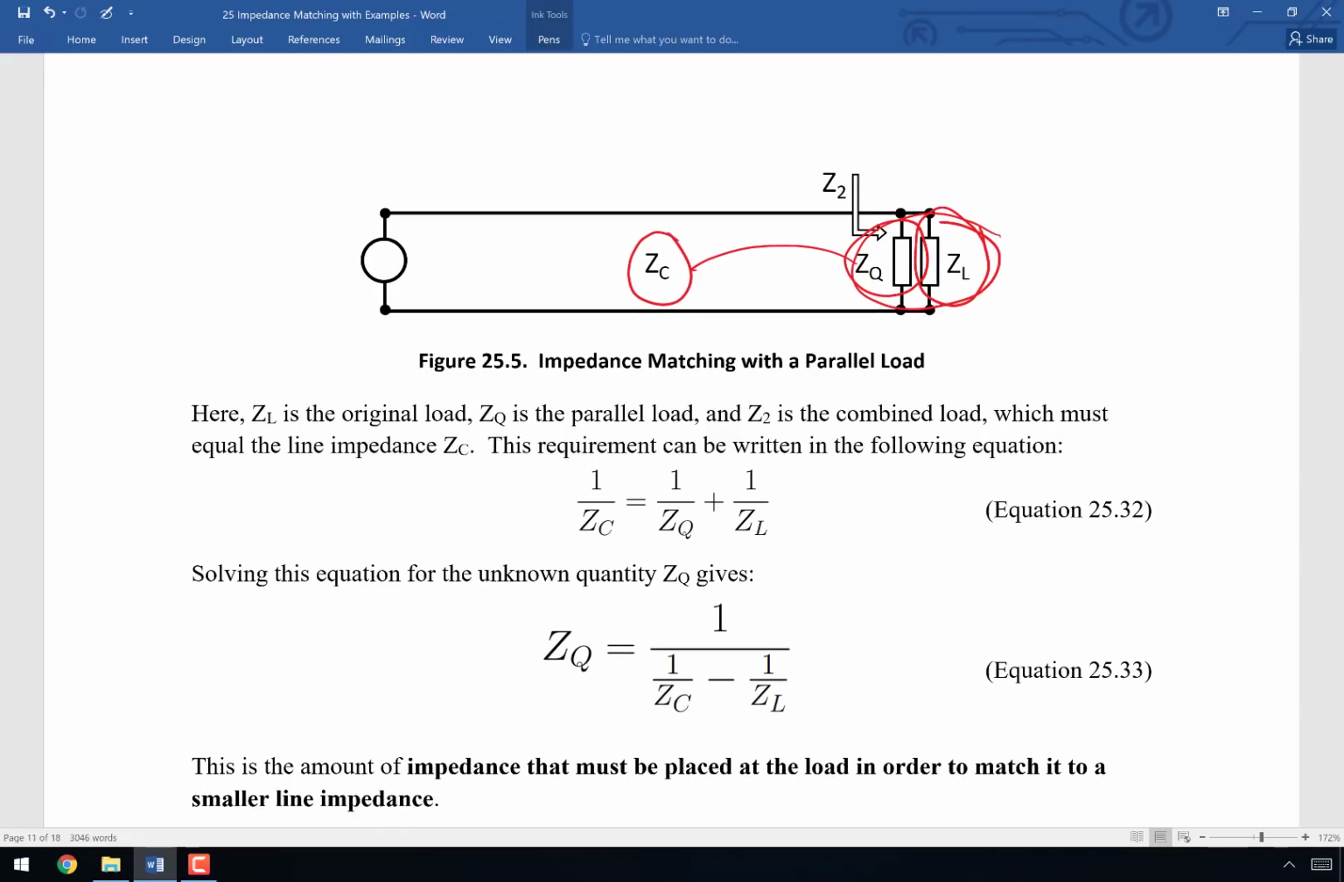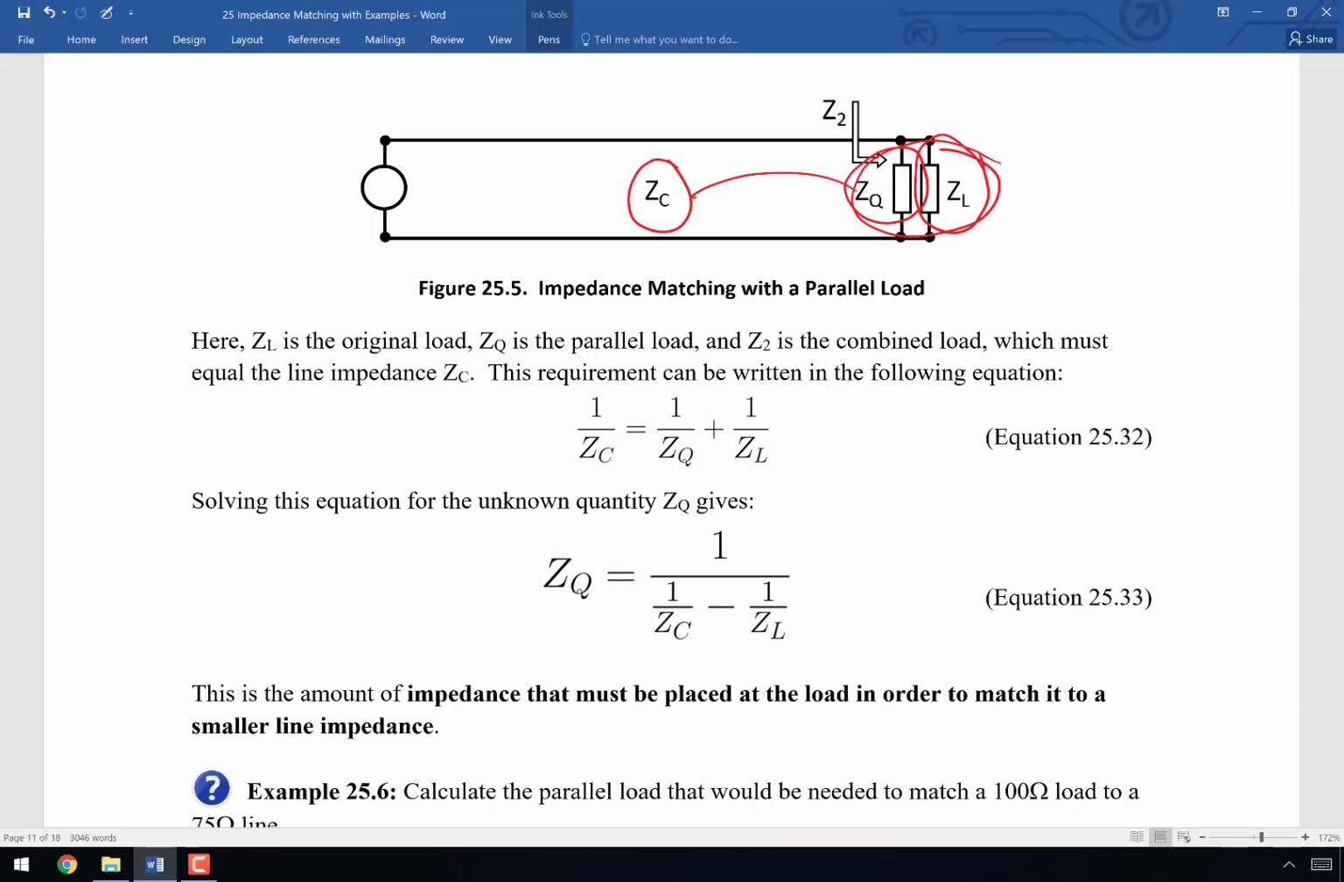We know that the parallel combination of Z sub Q, which is the extra impedance that we're adding, with Z sub L has to be equal to Z sub C. So we can write these as admittances, and then if we do that, then 1 over Z sub C equals 1 over Z sub Q plus 1 over Z sub L. We can solve that equation for Z sub Q, and we get an equation that says, hey, you want to put an impedance in parallel with Z sub L? This is the impedance that you need.